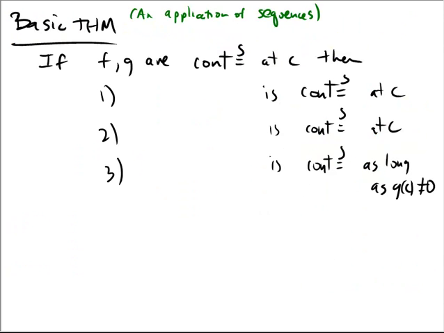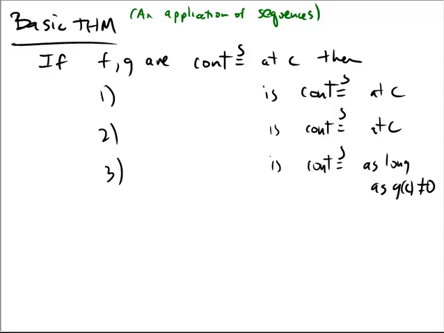Okay, so let's look at a basic theorem now that's going to apply all of these facts and make it easier to establish continuity of different functions that are composed of other functions. Okay, f and g are continuous. I'll do a sequence definition proof on this one because we've already modeled an epsilon-delta argument and a neighborhood argument. So let's do a sequence argument for one of these facts.